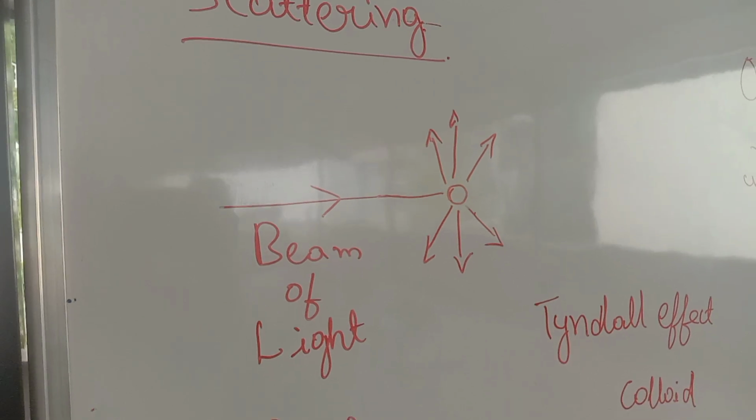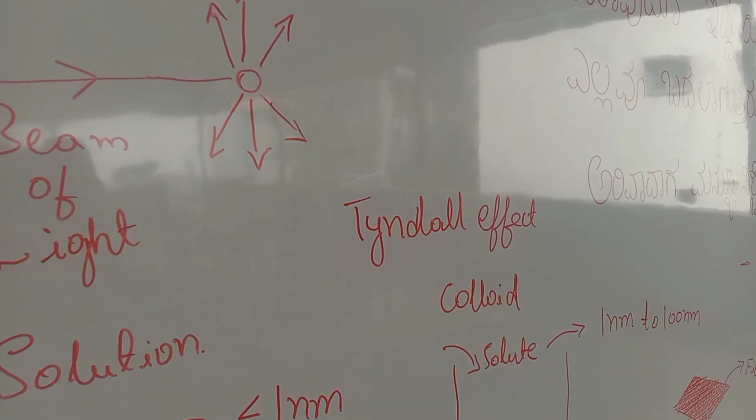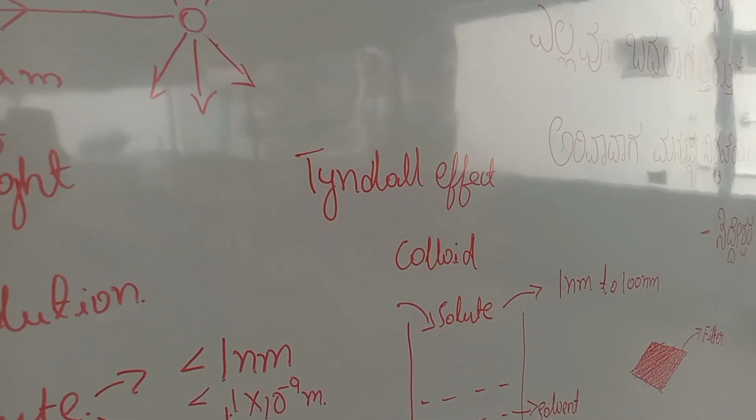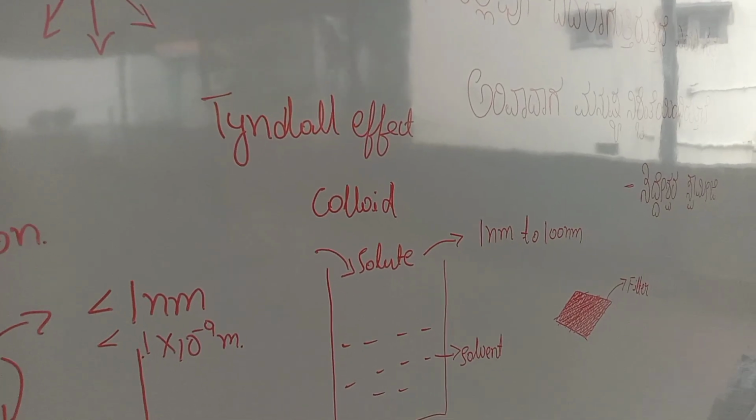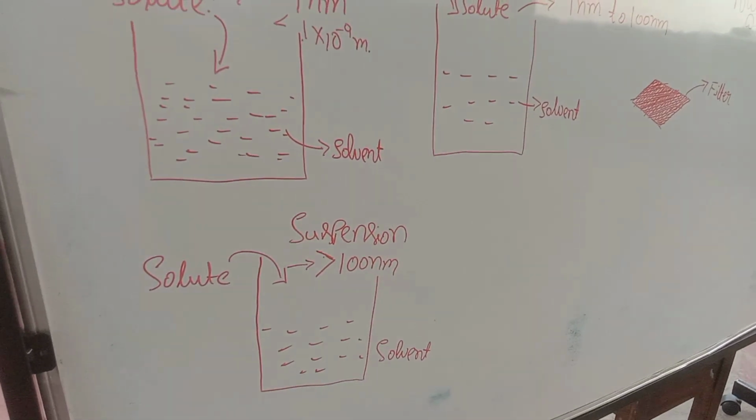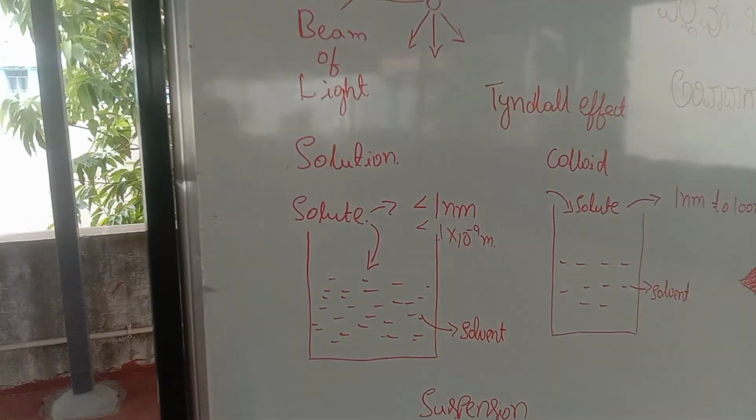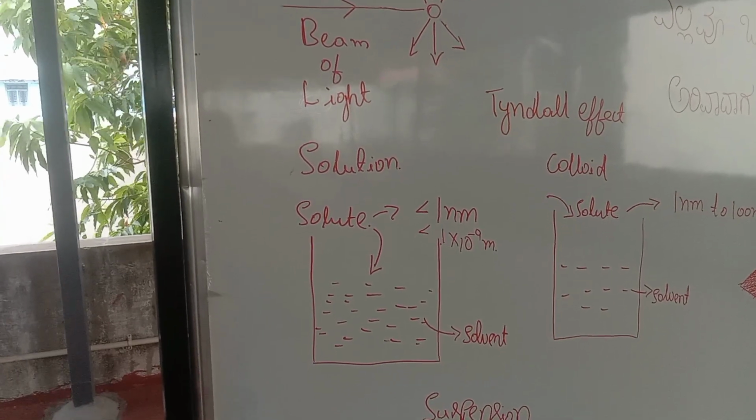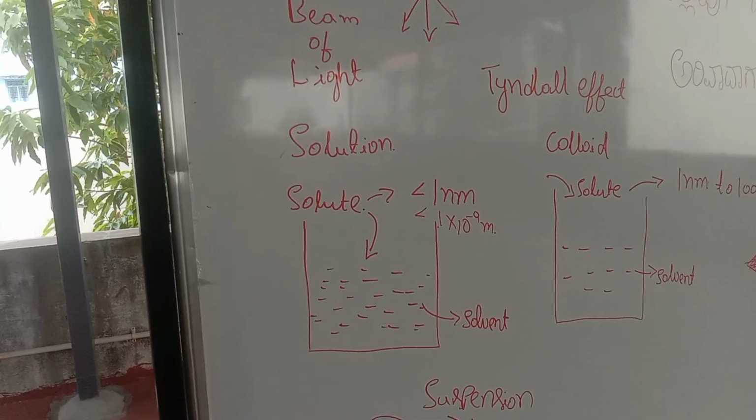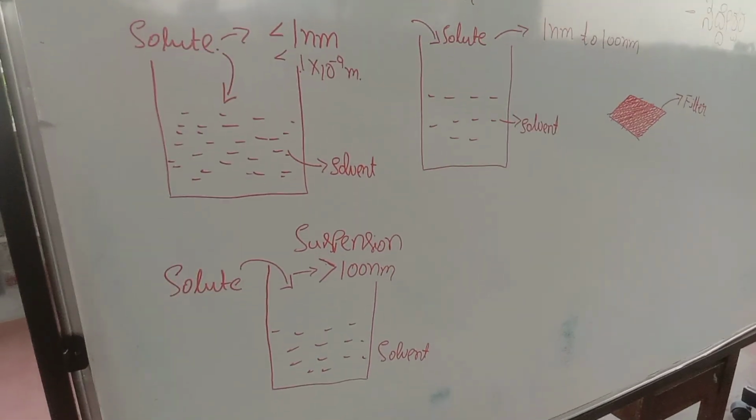Okay, now I will tell you what is the meaning of Tyndall effect. Tyndall effect is the phenomenon of scattering of light when it is passed through a colloidal solution or a fine suspension. So this is called as Tyndall effect. Here I have written three kinds of substances, or we can call them mixtures. First one is known as solution, second one is colloid, and third one is suspension.